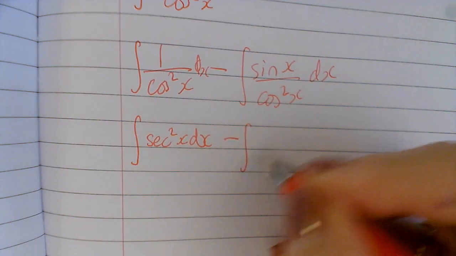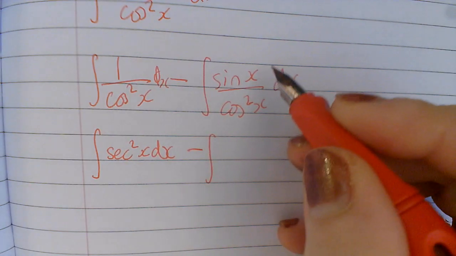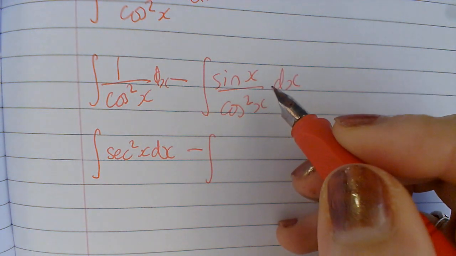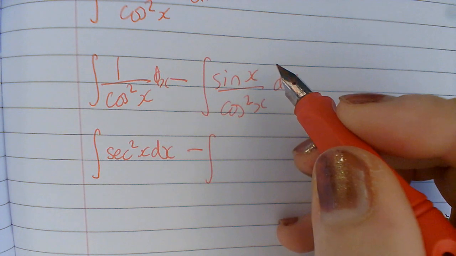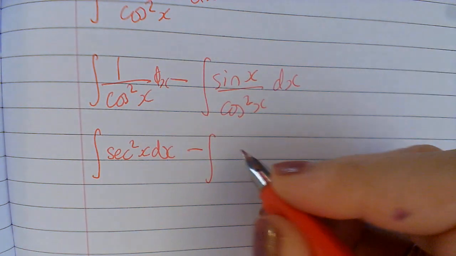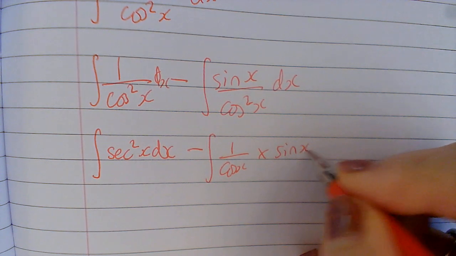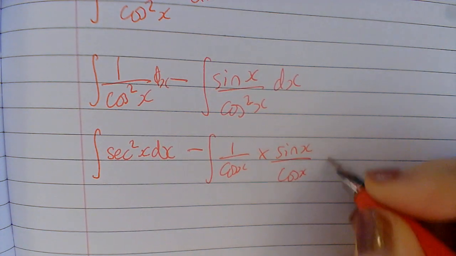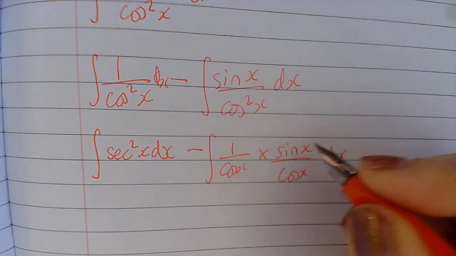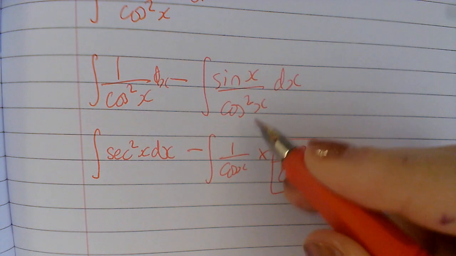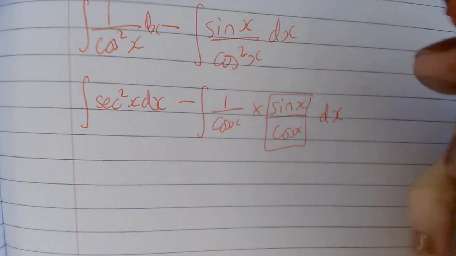Then, when I look at this part, it looks like tan, except a bit off. So I want to turn this into tan, but I can't as it is. So I'm going to write it as 1 over cos x multiplied by sine x over cos x, because that way, now I've got my tan times something. So now I can actually go for it.